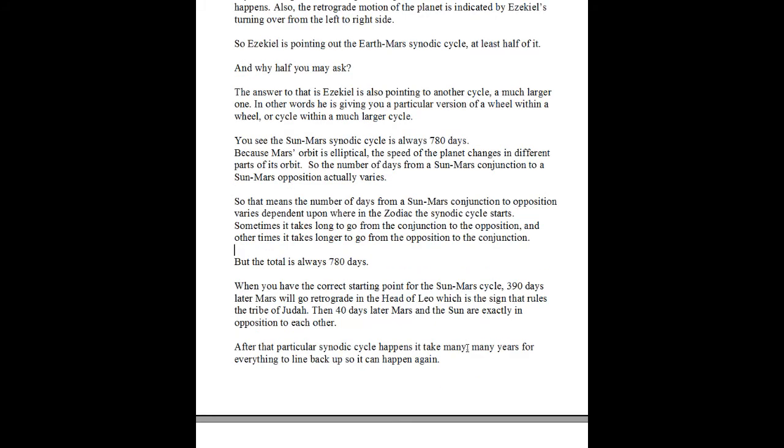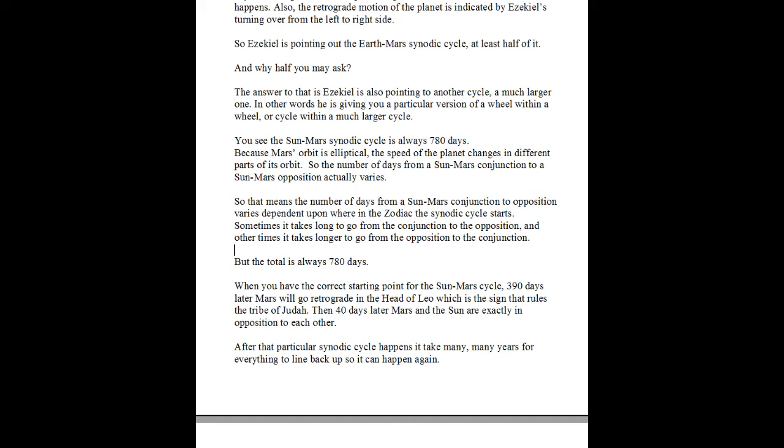So that means the number of days from a Sun-Mars conjunction to opposition varies dependent upon where in the zodiac the cycle starts. Sometimes it takes longer to go from the conjunction to the opposition, and other times it takes longer to go from the opposition to the conjunction. But the total is always 780 days. When you have the correct starting point for the Sun-Mars cycle, 390 days later, Mars will go retrograde in the head of Leo, which is the sign that rules the tribe of Judah. Then 40 days later, Mars and the Sun are exactly in opposition to each other.